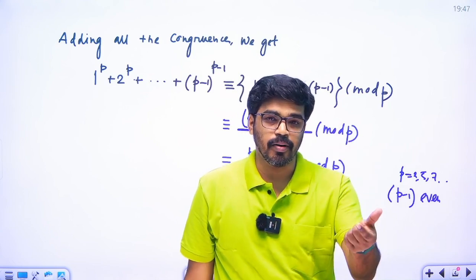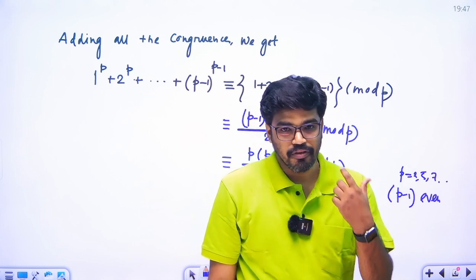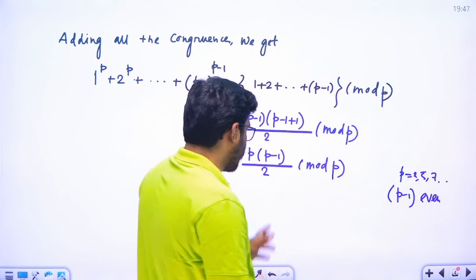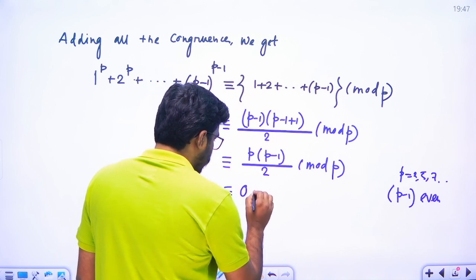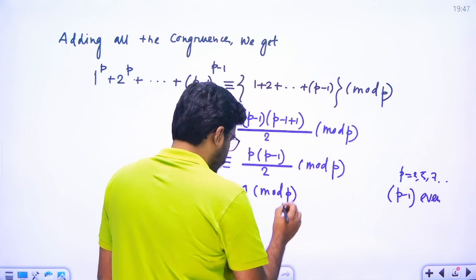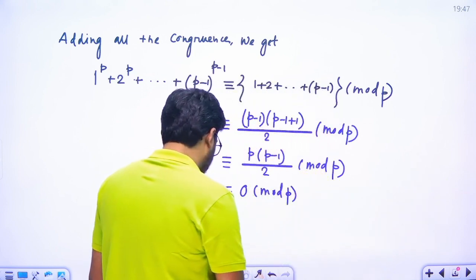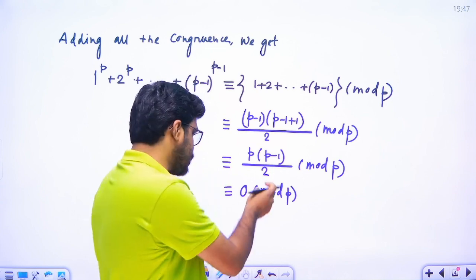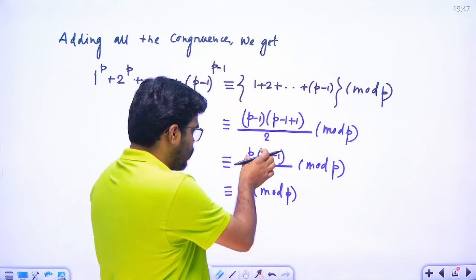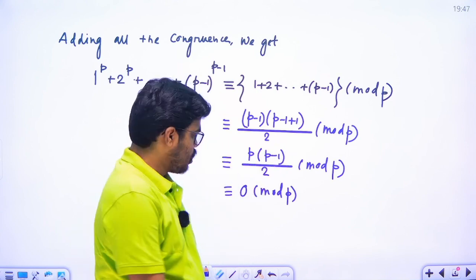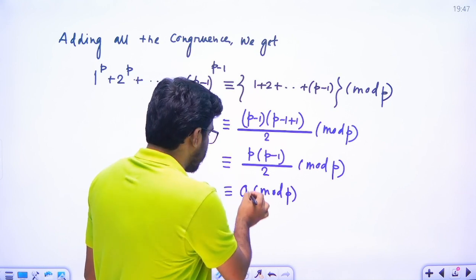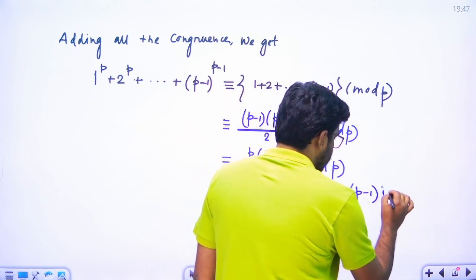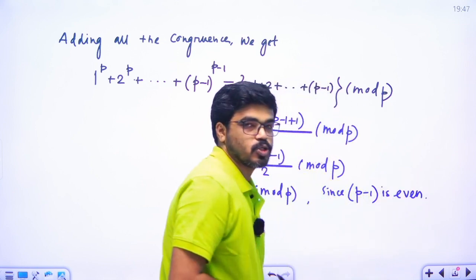We know that an even number is always divisible by 2. So this must be divisible by 2. What will the remainder be? 0. So this is congruent to 0 modulo p. p into p minus 1, where p minus 1 is an even integer, and every even integer is divisible by 2. So p into p minus 1 must be divisible by 2, so the remainder is 0. So this is congruent to 0 modulo p, since p minus 1 is even and p is odd.